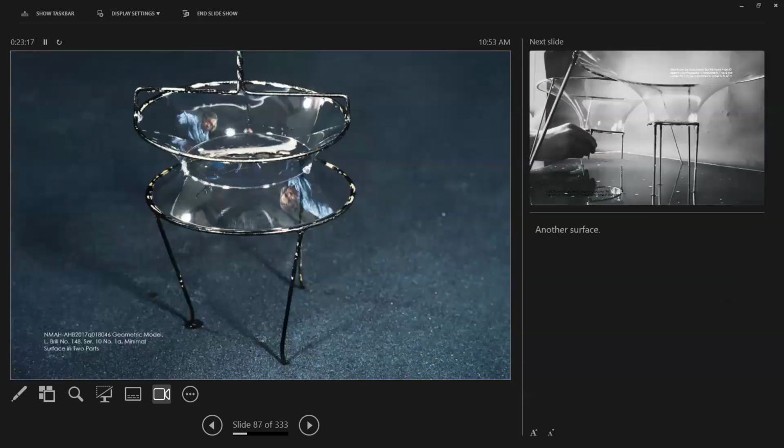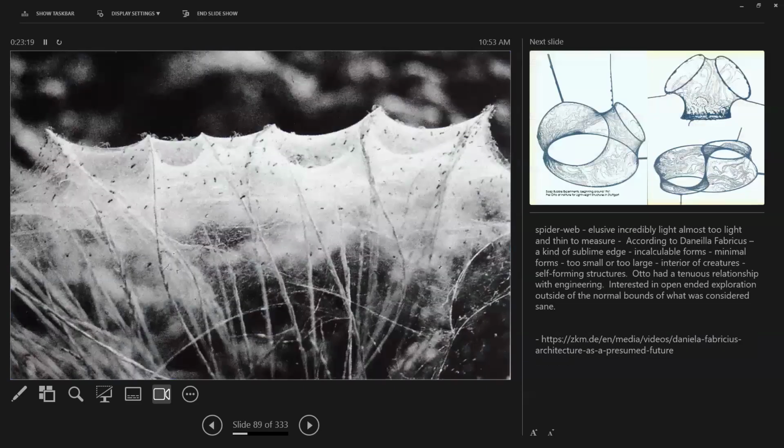He was fascinated by things like this, by spider webs, or what he called incalculable forms. There's a person I admire, Daniela Fabricas, who writes a lot about him, and she talks about this idea of a form that is at the sublime edge of understanding, something that can barely be measured, can barely be grasped.